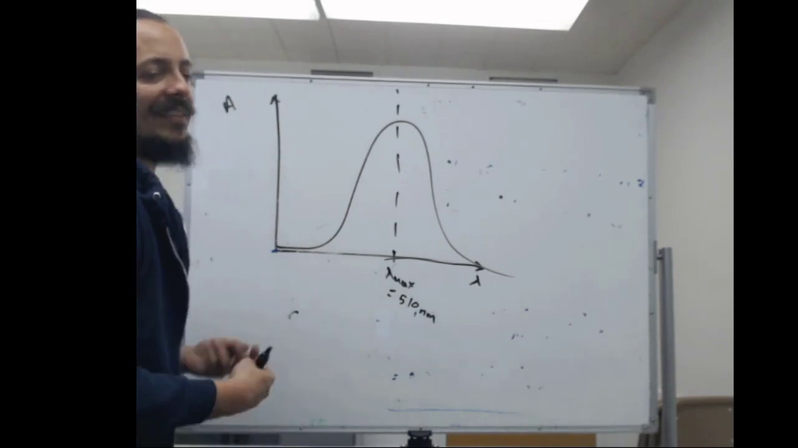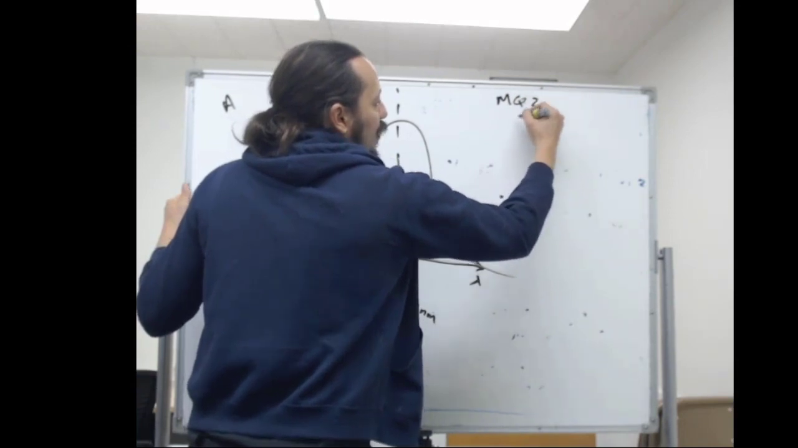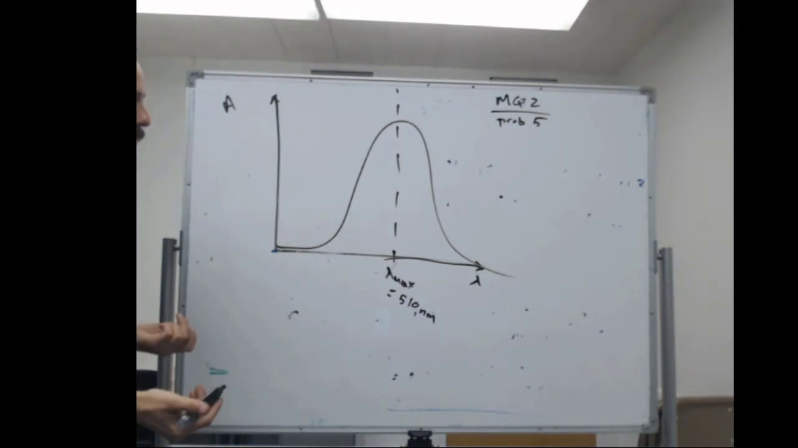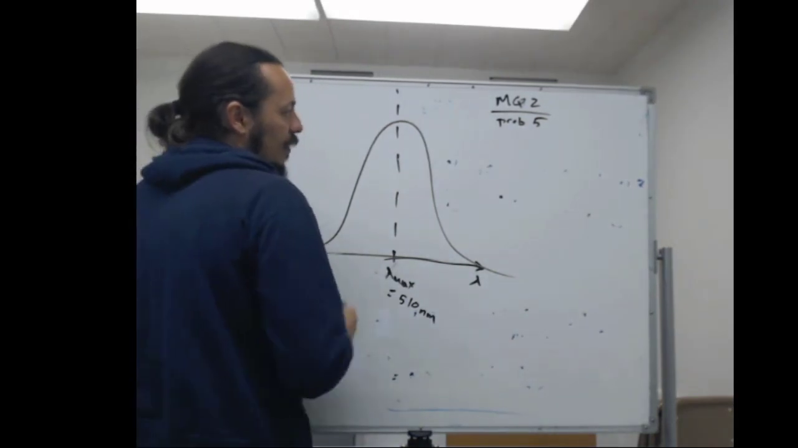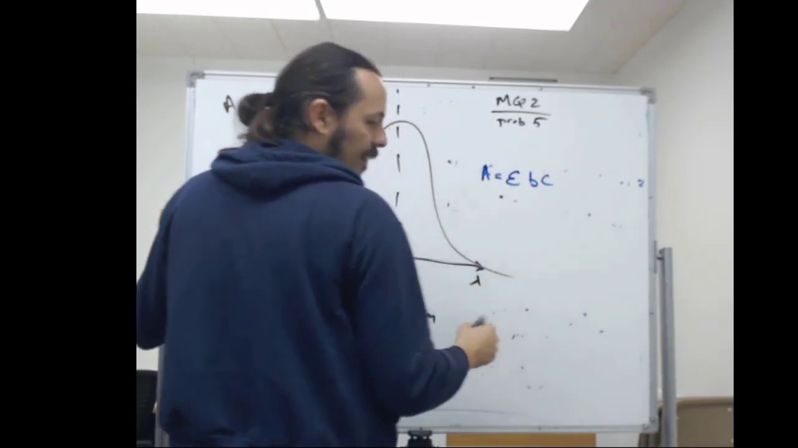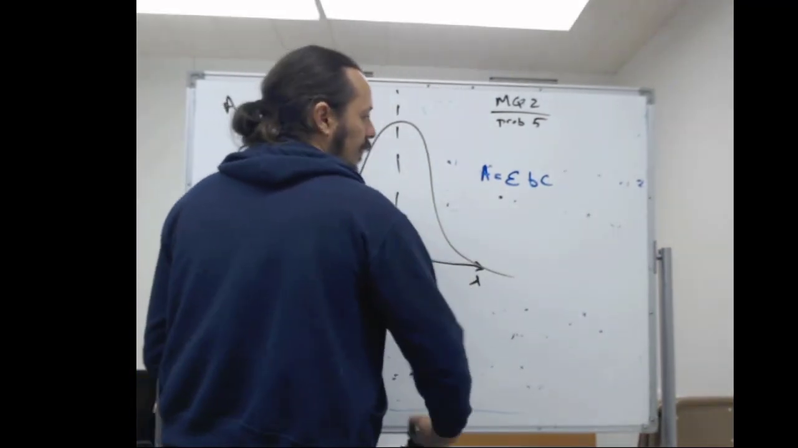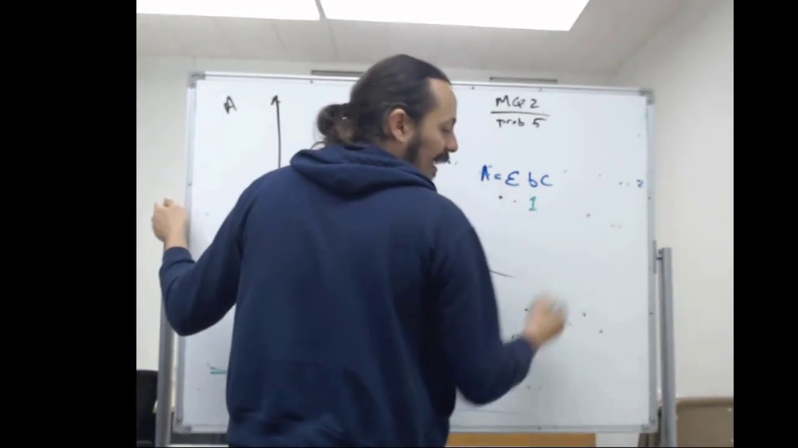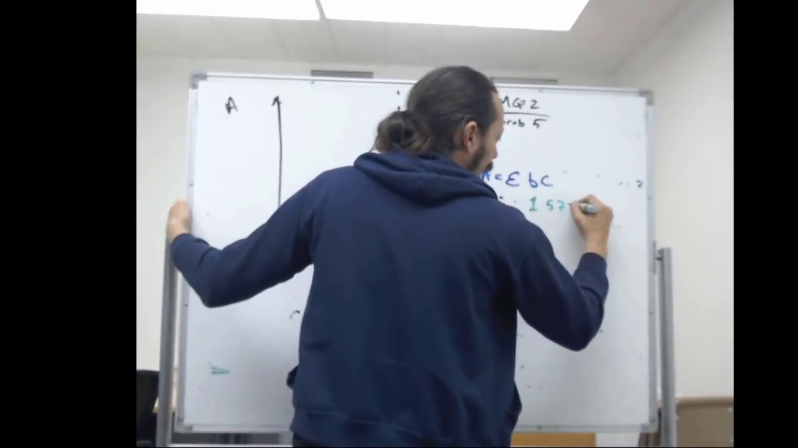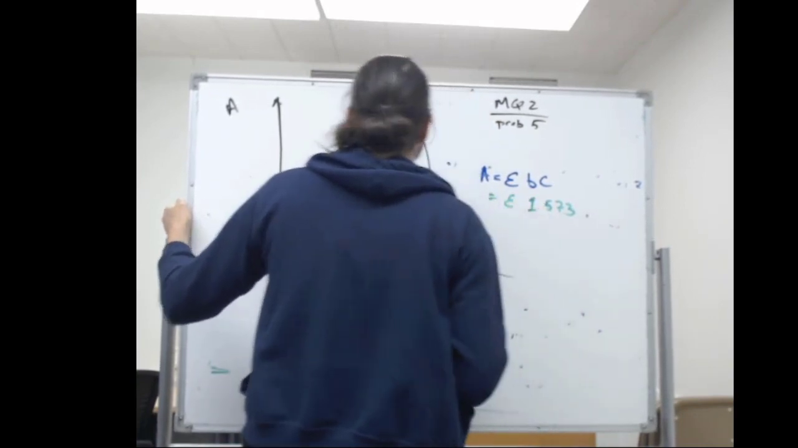And again, this problem is asking us to calculate epsilon. So this is mastery question 2, problem 5. Beer's law question. We're still going to have this idea of A equals epsilon BC. It tells us the path length is 1. It tells us the concentration is 573. It's asking us to find epsilon, so I'm going to just leave that as an epsilon.